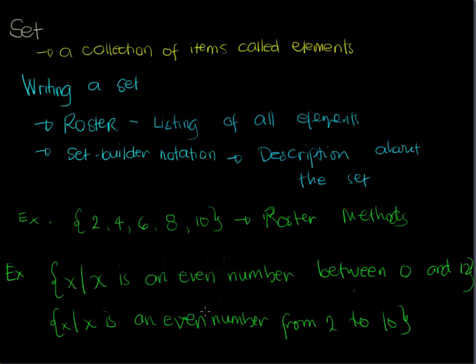What is the difference between these two? If we're going to study the structure of the statement, when you say between 0 and 12, we're looking at the numbers from 2 to 10, so excluding 0 and 12. If we're going to look at the structure of the statement here, from 2 to 10, we're looking at including 2 and including 10. And we're only dealing with the even numbers. So that's the two ways for you to be able to write a set.